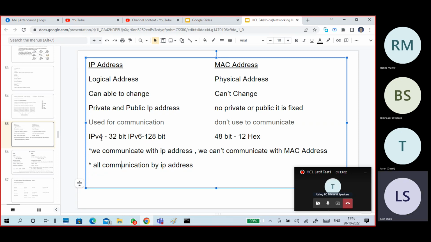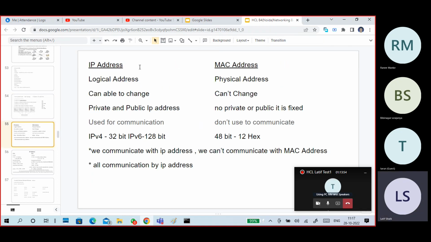Next one, guys. In IP address, we have two versions, IPv4 and IPv6. IPv4 is 32-bit, IPv6 is 128-bit. MAC address is 48-bit, with no separate versions, only 48-bit in binary, but it is represented in 12 hexadecimal digits. Of course, IPv4 is represented in decimal format, IPv6 in hexadecimal format. So IP address has two versions, IPv4 and IPv6, 32-bit and 128-bit. MAC address is 48-bit, represented in 12 hexadecimal. Guys, do you understand the difference between IP address and MAC address? Yes, sir.